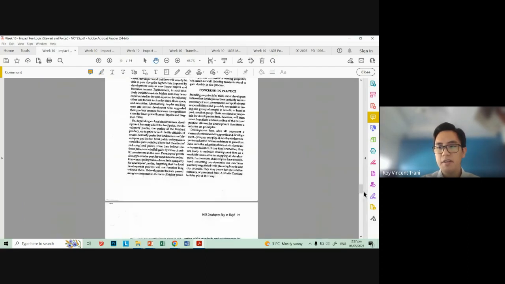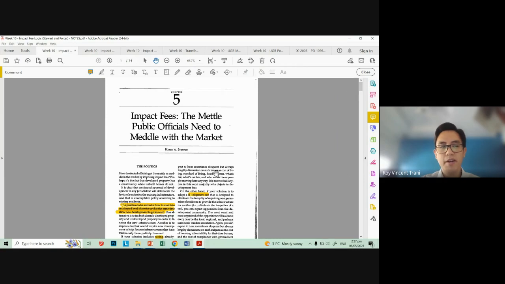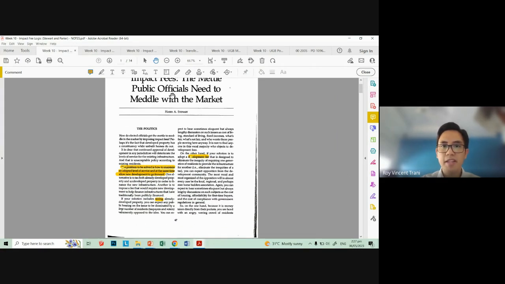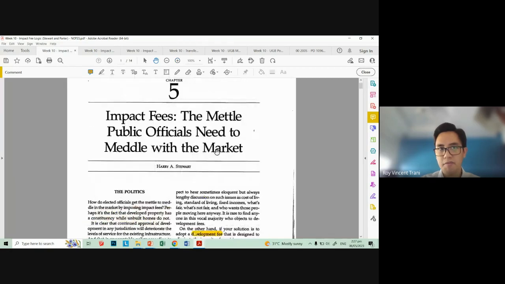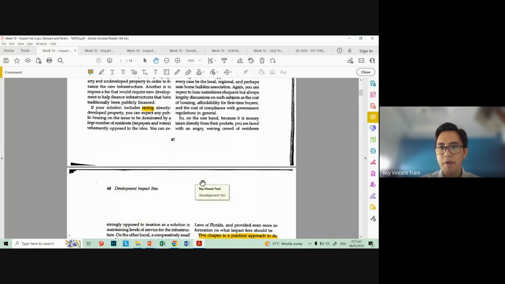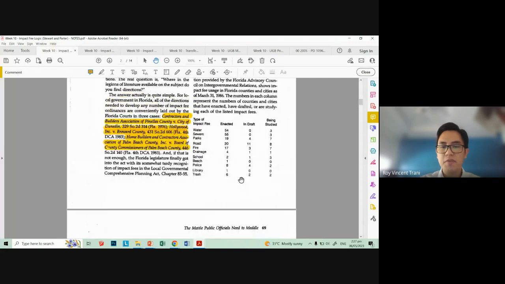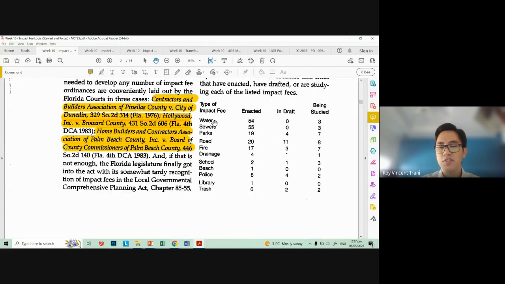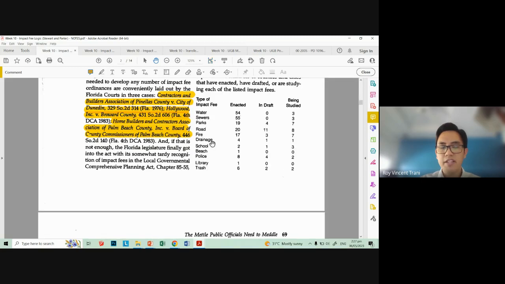Impact fees are very widely used in the U.S. and might have a chance of being implemented in the Philippines. There are several different types of impact fees. Specifically, the easiest one to implement is for water and sewerage, followed by parks, road, and then fire, drainage, school, beach, police, and library facilities are also included.